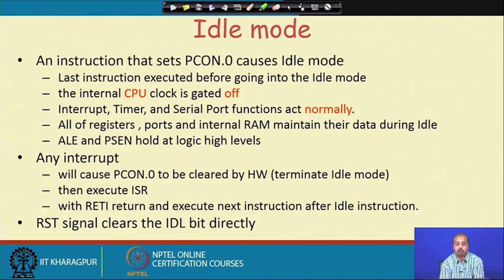All registers, ports and internal RAM maintain their data during this idle period. The internal values will be held, but the processor will not do any other operation. ALE and PSEN will hold at logic high level, since the processor is not fetching any further instruction. So this ALE is high and this PSEN bar line is also high, to mean that no activity is taking place. Now, to come out of this idle mode, it has to use some interrupt. Any interrupt will cause PCON.0 to be cleared by hardware. So it will terminate the idle mode and then go to the interrupt service routine.